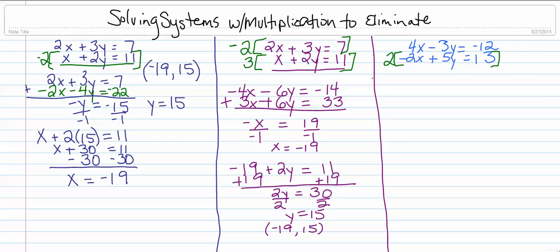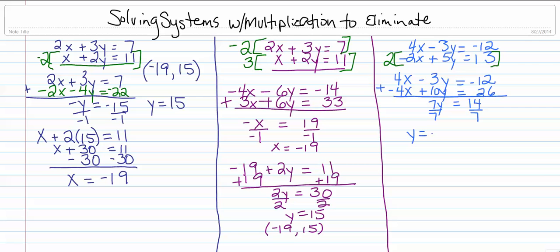Okay, so the first equation goes unchanged, 4x minus 3y equals -12. And the second equation, 2 times -2x is -4x. 2 times 5y is 10y. And 2 times 13 is 26. Now my next step, because I created opposites, I can simply add these together. -3 and 10, that's going to be 7y. -12 plus 26, that's 14. Divide both sides by 7, and I get y equals 2.